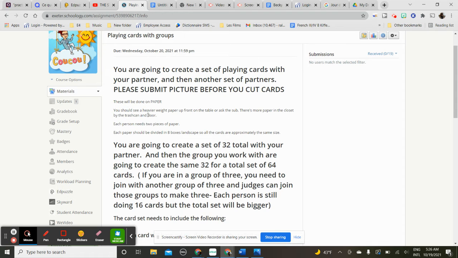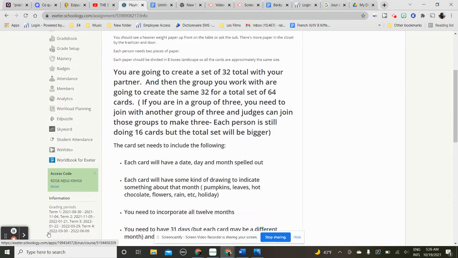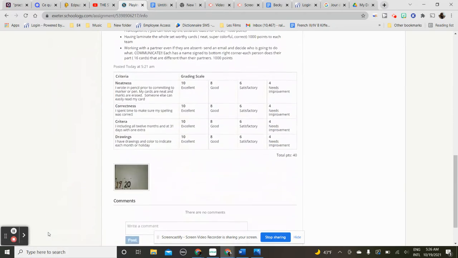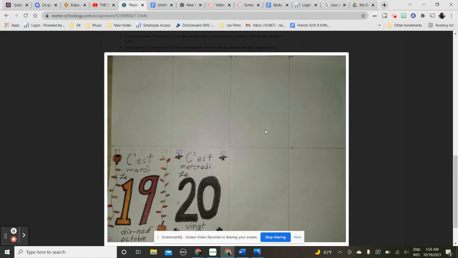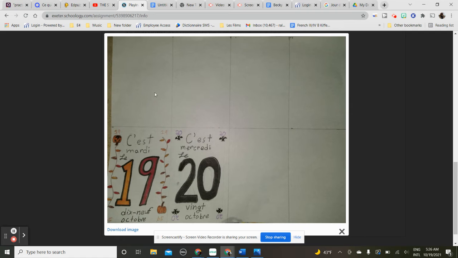Sorry, cats and dogs. So you are going to divide your piece of paper, where is my picture here, into landscape, like this, 8 pieces. Okay? Each person is going to have 2 sheets that look like this. So you're going to have 2 sheets of 8 cards.